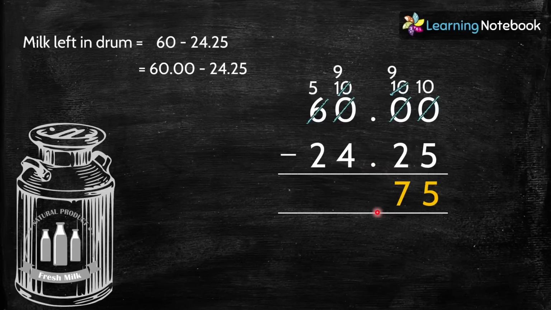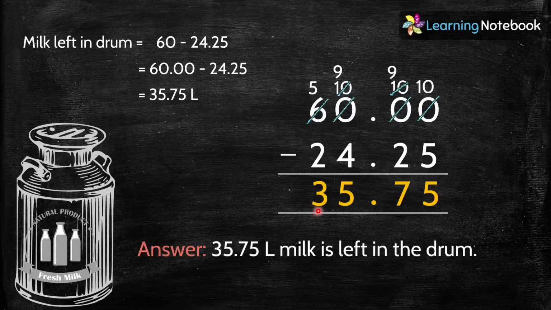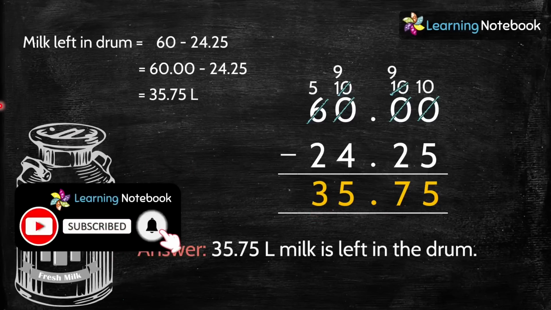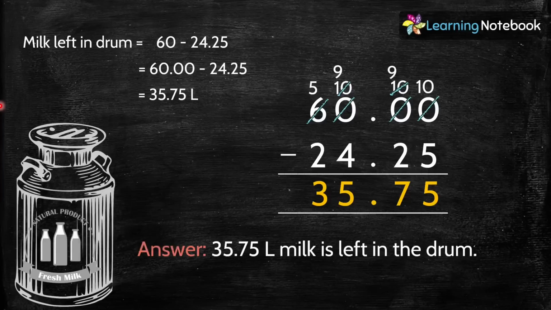Put a decimal point, then subtract the whole number part. 9 minus 4 equals 5 and 5 minus 2 equals 3. So answer is 35.75 liters. We will write the answer statement. 35.75 liter milk is left in the drum.